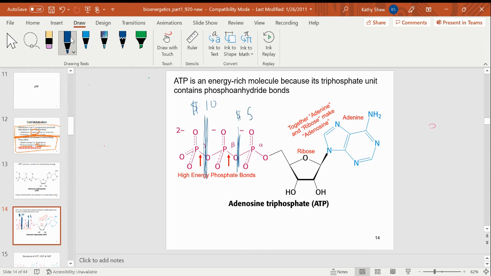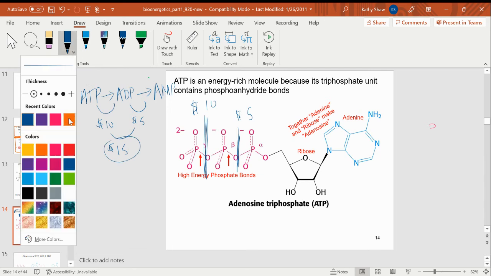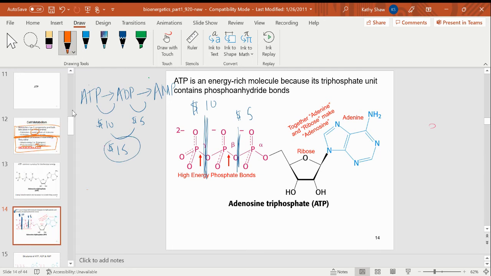So here's what you could do. You can go from ATP to ADP to AMP. And let's look at how much money I get for doing that. Tri to di, I get $10. Di to mono, I get $5. So I get a total of $15 for doing that. Okay, whatever. Now let's go back.